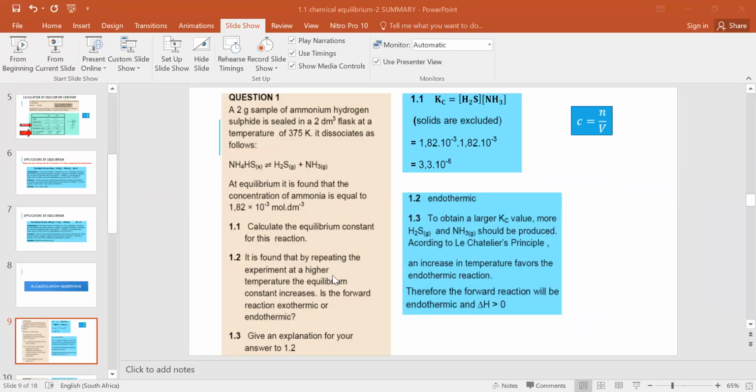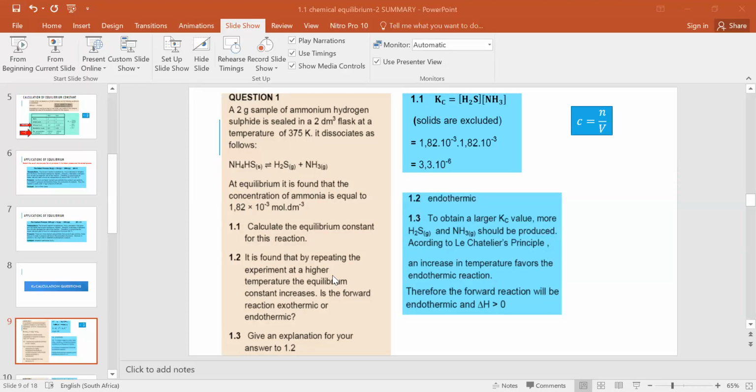So I increase the temperature, higher temperature, which means I increase the temperature. According to LCP, what will happen? Okay, according to LCP, what will happen? The reaction will decrease the temperature by favoring the endothermic reaction, okay? So what happened to the Kc value? Increased, and the endothermic reaction is favored, which means that the forward reaction is endothermic, okay?